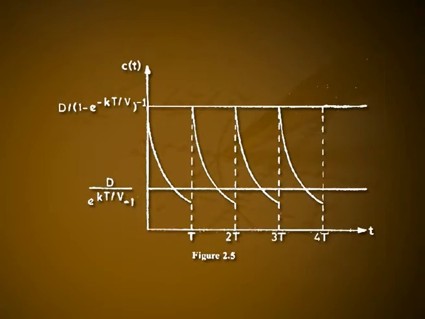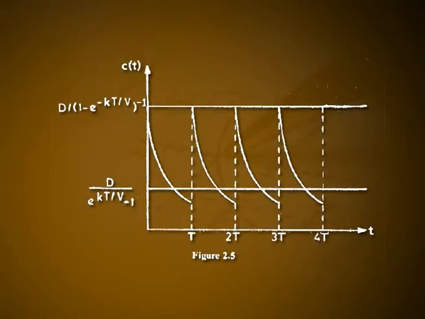The graph of C(t) is shown in the figure. Thus, in each interval concentration decreases. In any interval, the concentration is maximum at the beginning of this interval, and thus the maximum concentration at the beginning of the interval goes on increasing as the number of intervals increases, but the maximum value is always below D by (1 - e^(-kT/V)).